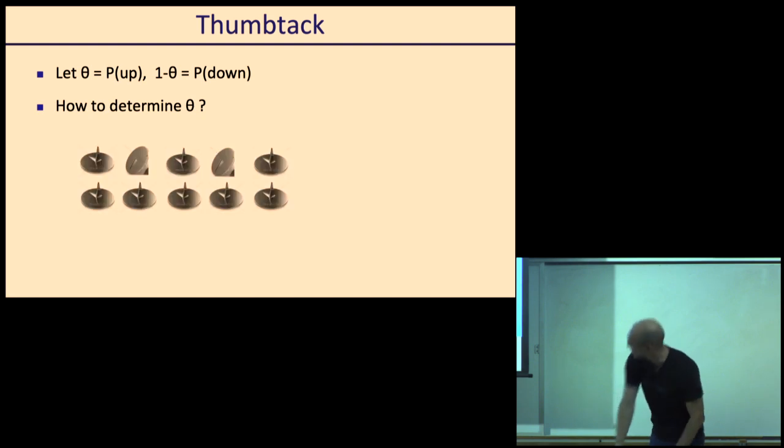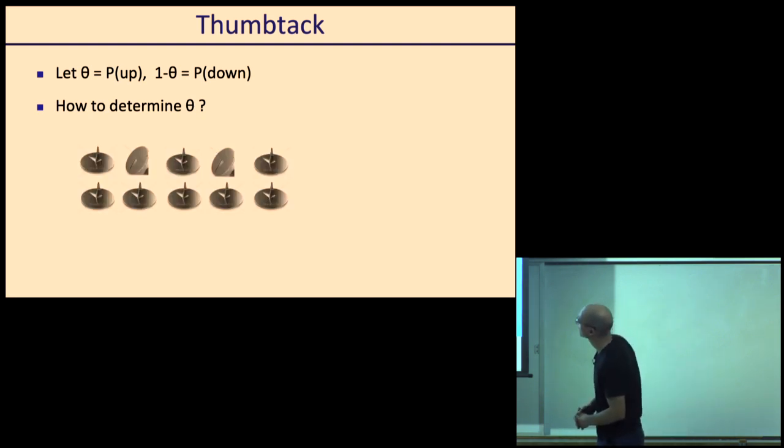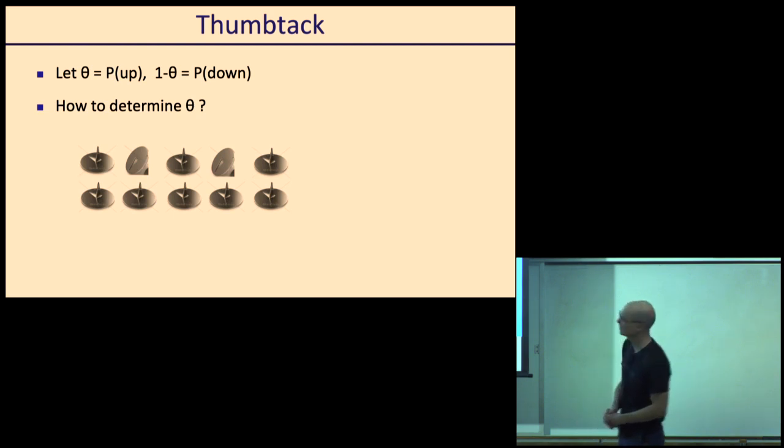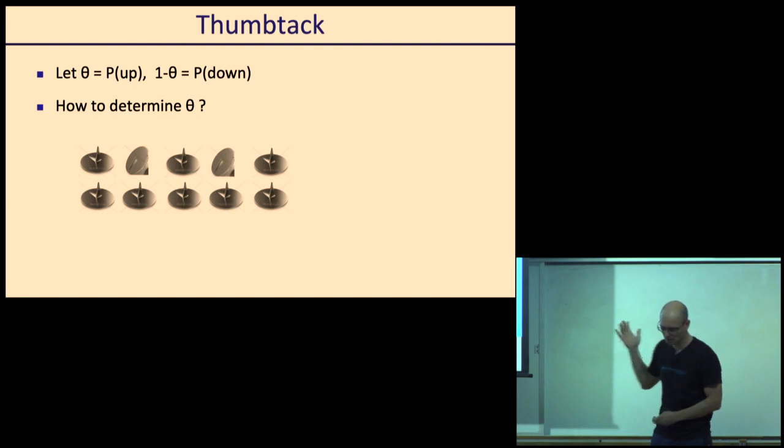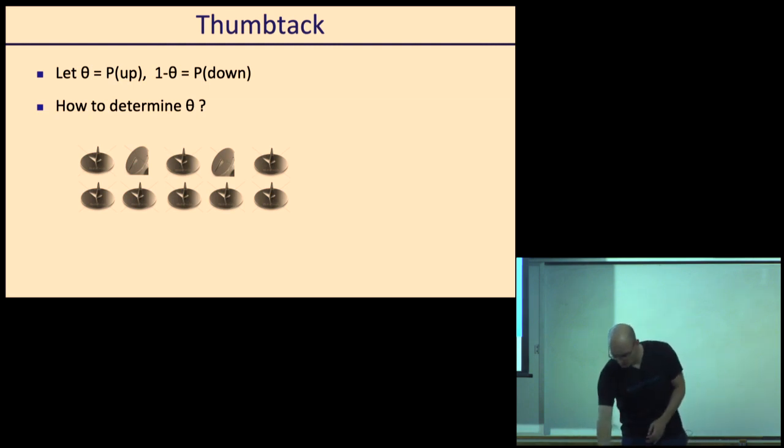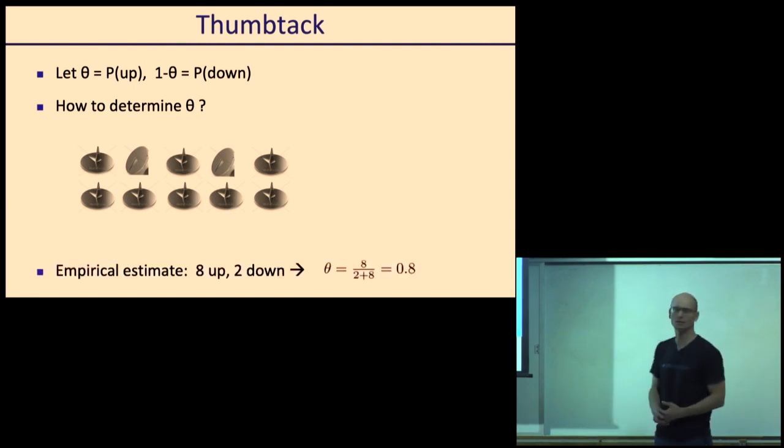Well, we can run an experiment. Imagine we do it 10 times, and this is the result we get. We see it's up 8 times and down twice. If that's the outcome of our experiment, then we might just say, well, probability of up is 0.8. And we might just work with that.